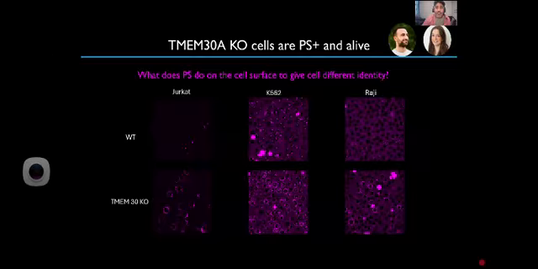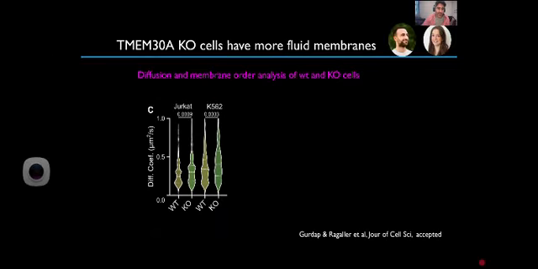In the next slide, you can see that when we did this analysis of fluidity, we measured the diffusion of some lipids on the membrane. You can see that knockouts are always more fluid. The membranes of knockout cells are more fluid than the wild type. This correlation we have already seen from the previous story that I told you, where we sort the cells based on fluidity, and we also see this PS puncta in the fluid cells. So PS exposure and fluidity are probably related.